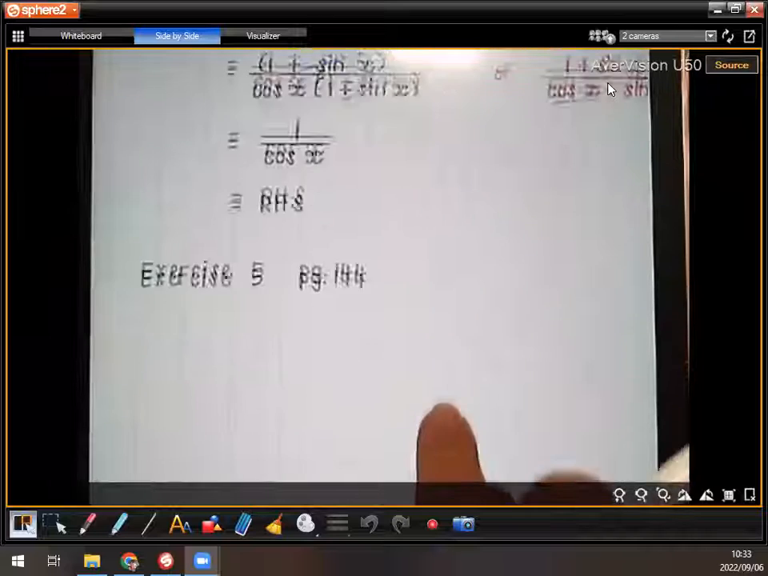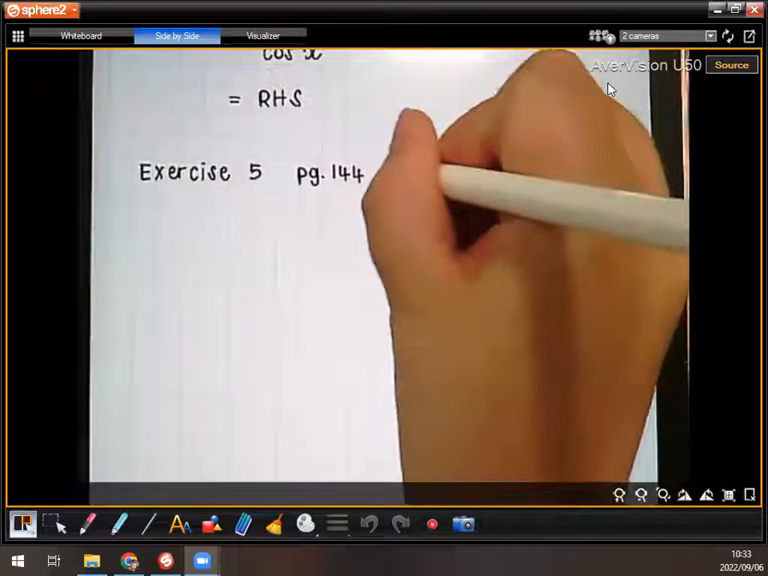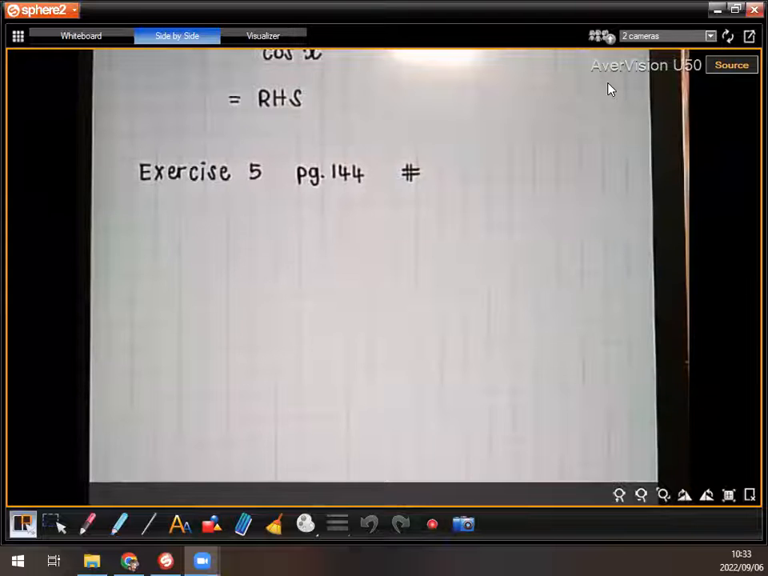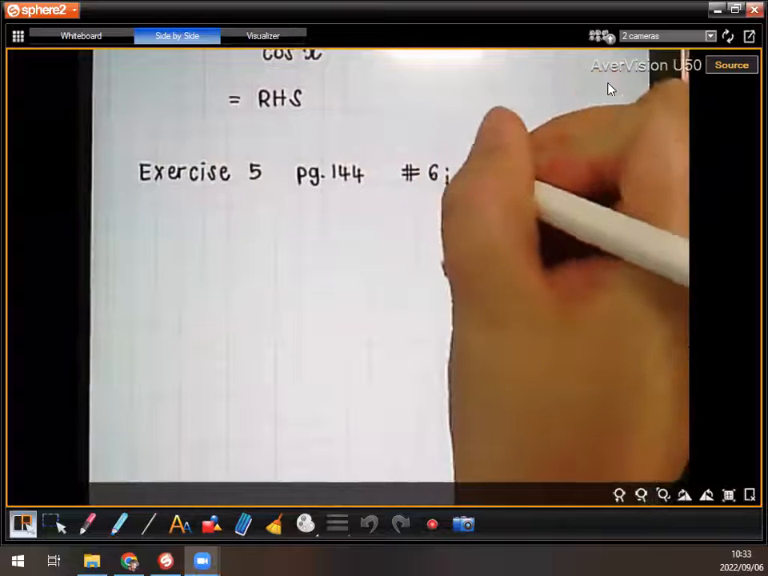All right, so it's the same exercise, page 144, but now I would like you to do numbers. Let's see. Let's do number 6.